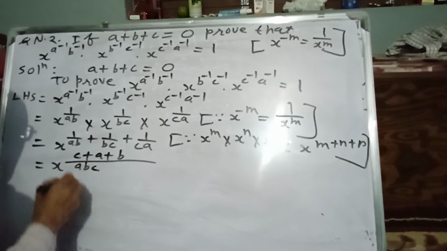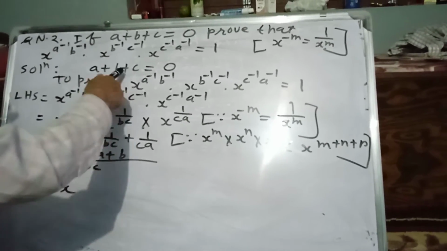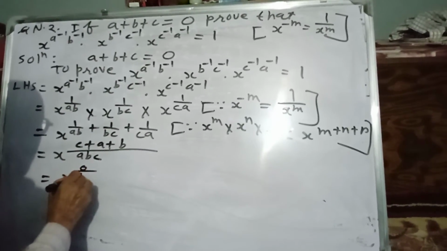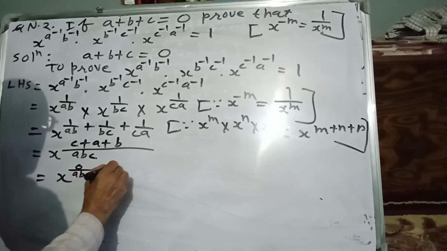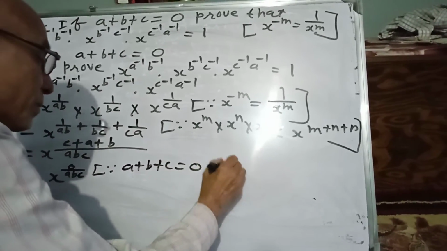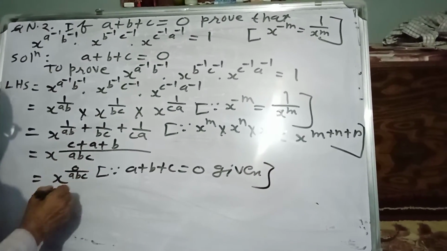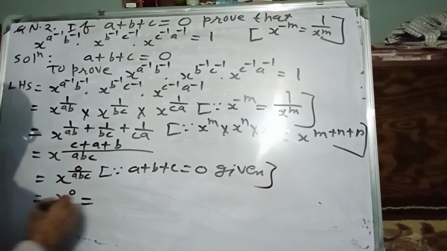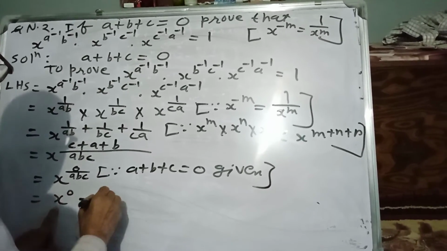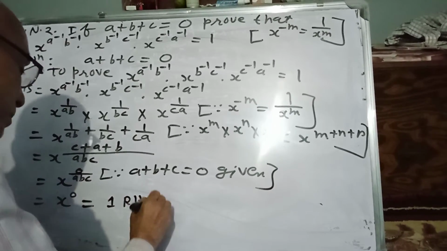Equal x to the power a plus b plus c. This c plus a plus b, just using the commutative rule, is 0 by abc, because a plus b plus c equals 0, given. x to the power 0 by something is x to the power 0. Since x is a real number, x to the power 0 is 1. Right hand side, 1.